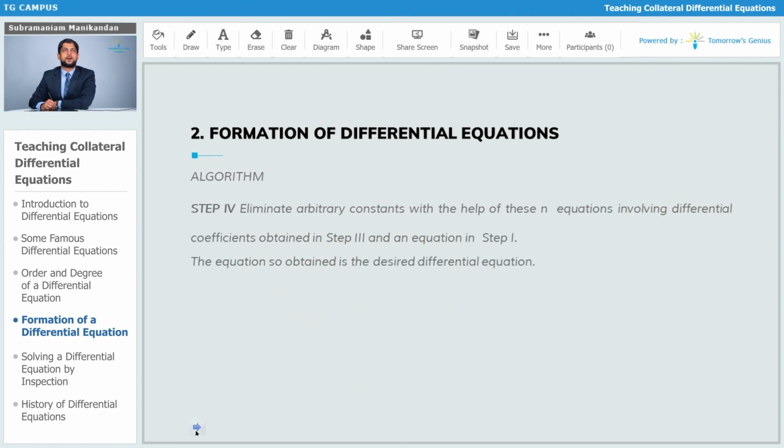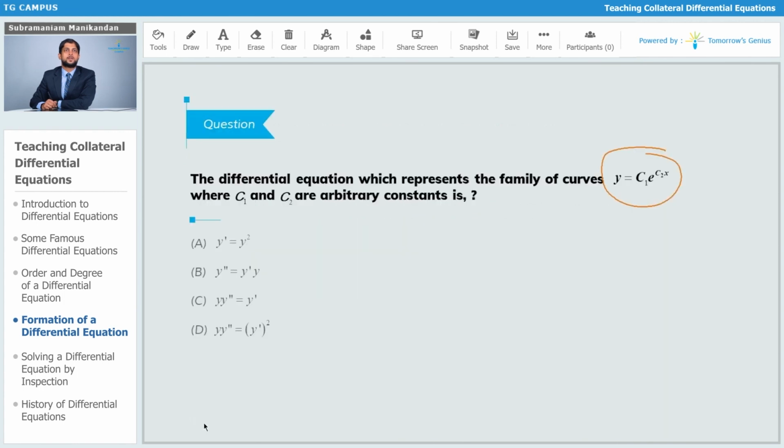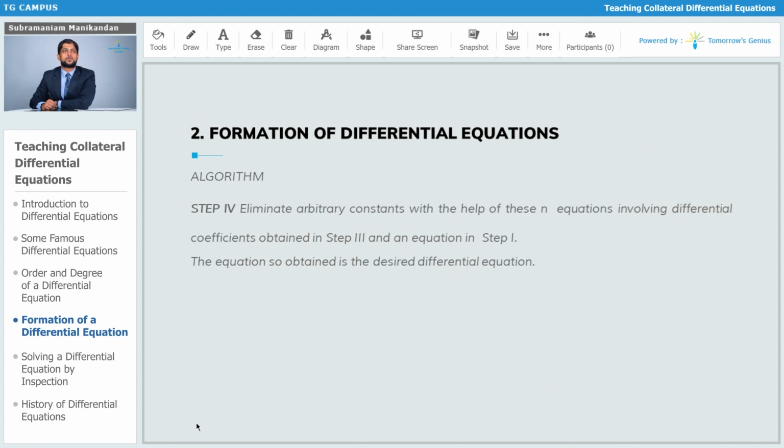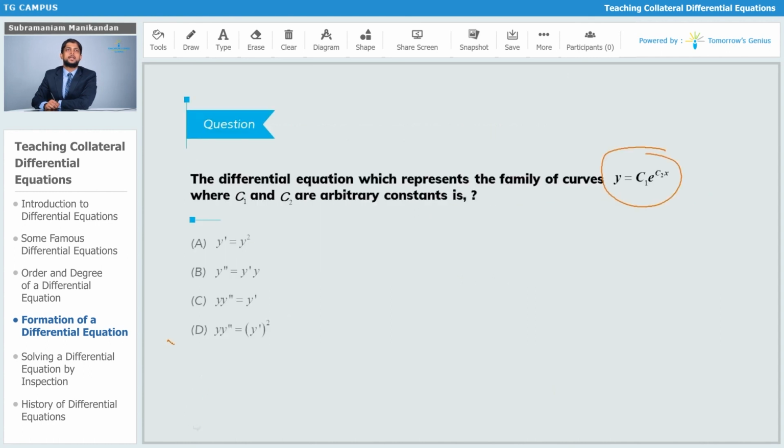And so we have done step 4 also by eliminating the arbitrary constants using those equations, and we get y dash square is equal to y y double dash. And so option D is what we get ultimately, and this is the differential equation representing the family of curves y is equal to c1 e to the power of c2x. This is the solution to this question. It is not the solution to the differential equation, it's the differential equation that we actually constructed. The solution was given in the question itself. And so option D is the correct option.